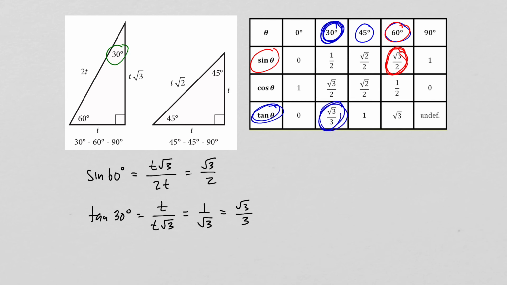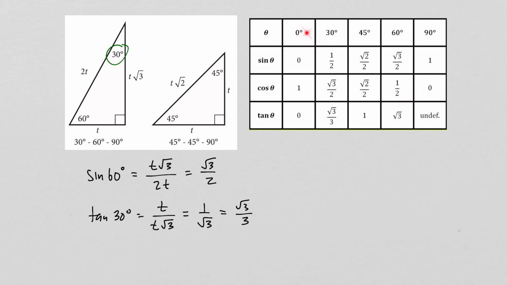And we can do the same thing for the 45-degree angle as well. And if you do that, you get this table here. So we have all those values summarized in the table right here.